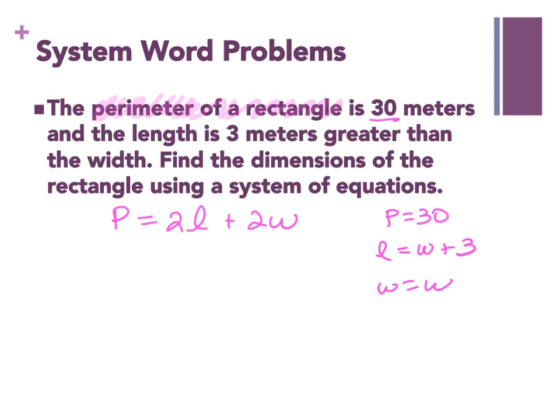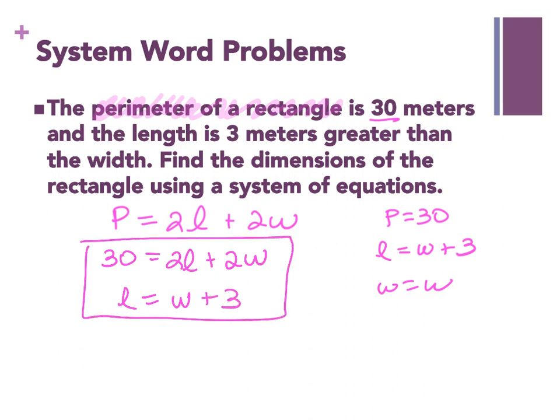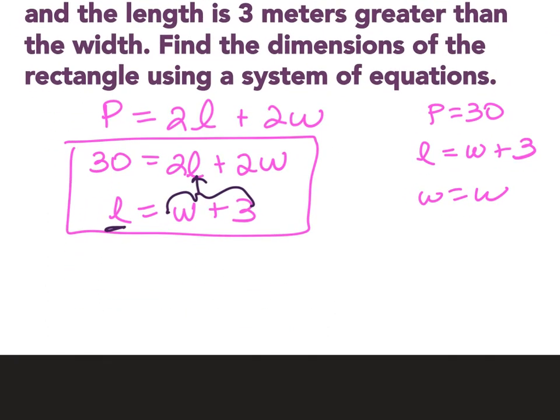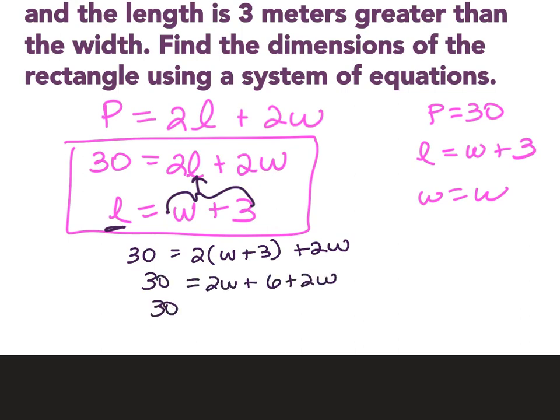But they will always give you enough information to at least set up 2 equations. So the first one is that the perimeter, which is 30, equals twice the length plus twice the width. And the second one is that the length equals the width plus 3. So there's 2 equations there, okay? A systems of equation. So now, I already have it set up for substitution because it's solved for L. I'm going to take this and I'm going to plug it into the L. I get 30 equals 2 times width plus 3 plus 2W. 30 equals 2W plus 6 plus 2W. 30 equals 4W plus 6.